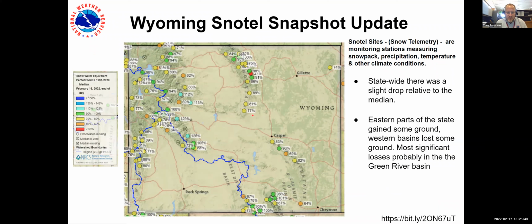The SNOTEL map looks bleaker than last month. The state has seen a significant drop in snow water equivalents relative to the long-term median, as Jim so adequately pointed out. There was not a consistent trend across the state, with some stations gaining ground, most notably in the eastern and north central parts of the state, and some stations losing ground, most notably in the western and southwestern basins. While the gains were modest, the decreases in the western basins were far more pronounced. Probably the most significant were the decreases in the upper Green River. Next slide.